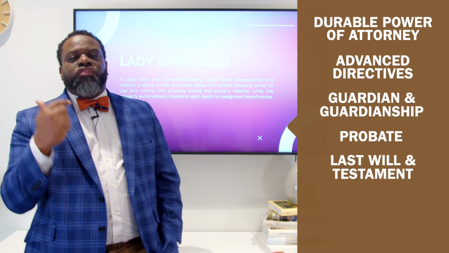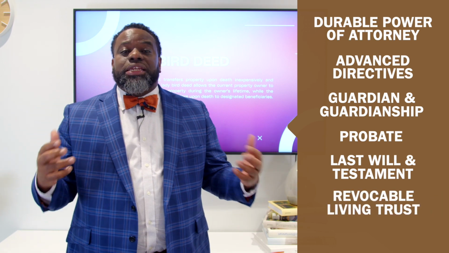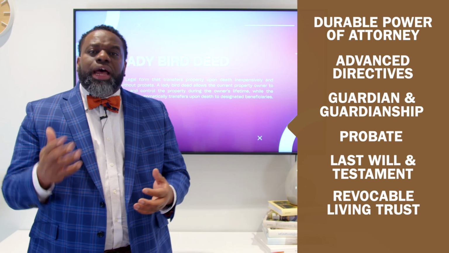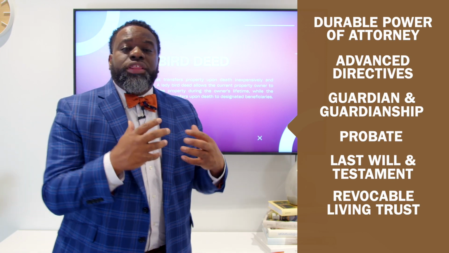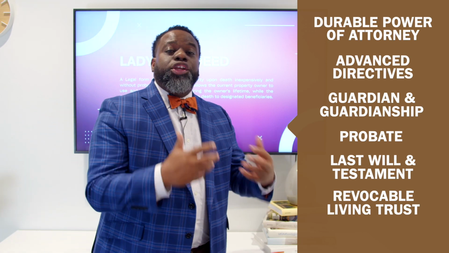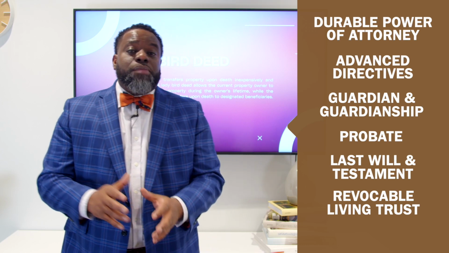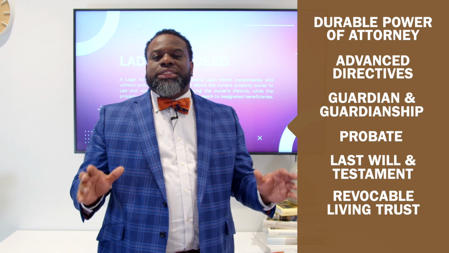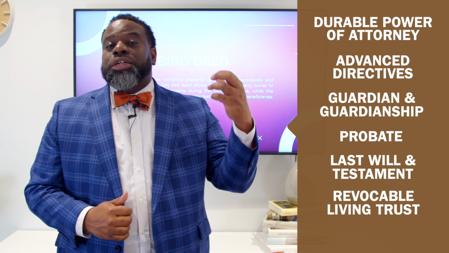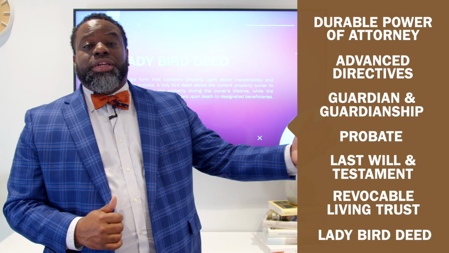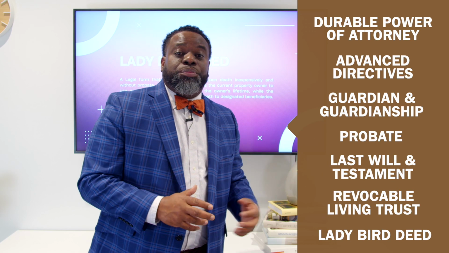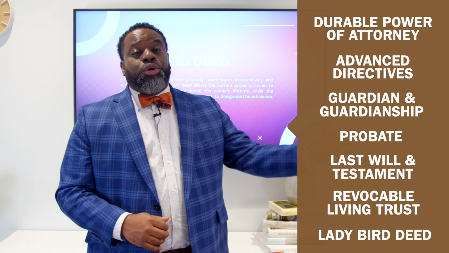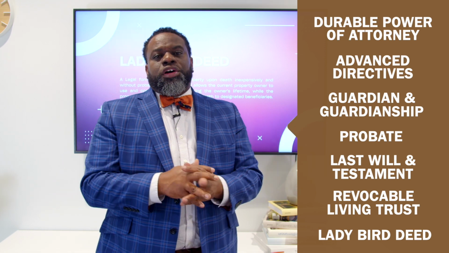Then we talked about the revocable living trust. And this is a document, an agreement that you create to transfer your assets after you die, but you also have authority over these assets while you are still alive. But the most important thing about the revocable living trust is that you avoid probate if those assets are in the trust. And then we talked about, finally, the special ladybird deed. This ladybird deed transfers property after you die automatically to your beneficiaries and also avoids probate. However, it can only be used for real property.